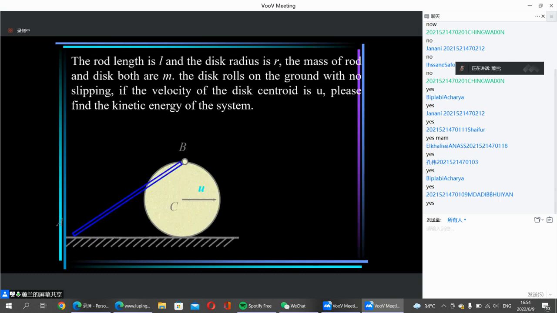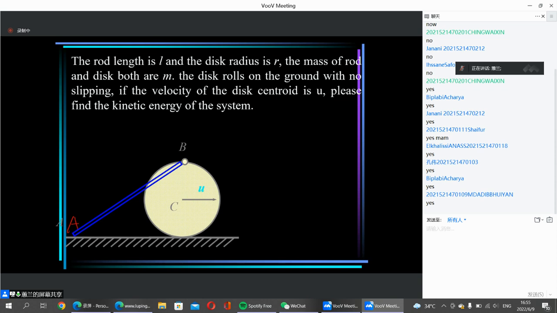And then for this example, you also did this question by yourself, right? For this, we have two rigid bodies. Here, we need to add the kinetic energy of each body together. We calculate the kinetic energy of the rod AB and the disk. So it's very important to decide the motion of the disk and the rod AB.